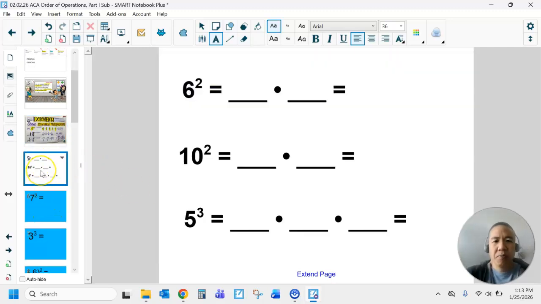All right, so take out a marker and cloth and please solve each one of these exponents. Please pause the video at this time.